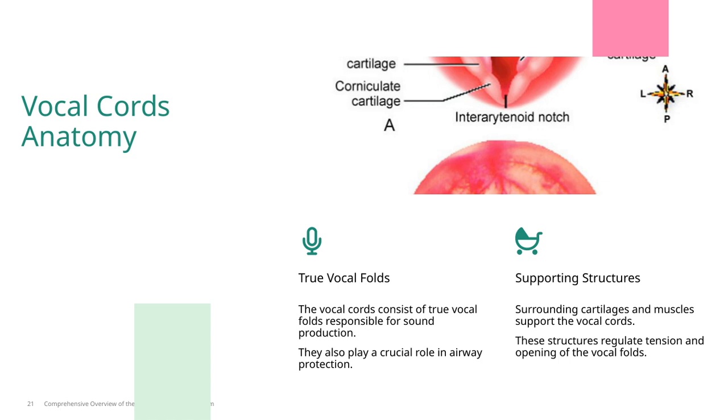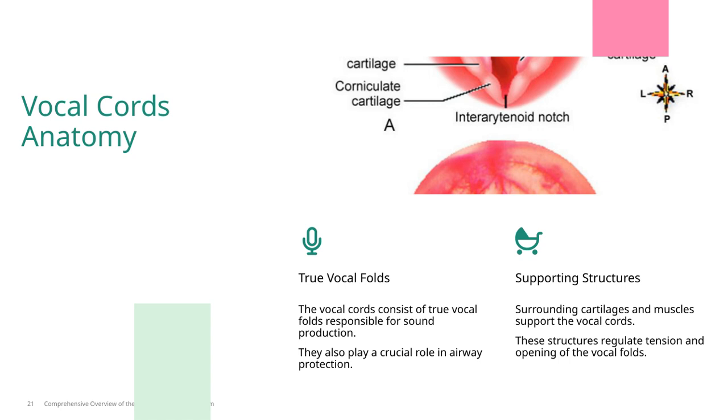Moving on to the true vocal folds, these are what we usually think of as the vocal cords. They're responsible for generating sound when air passes through them, causing vibrations. But their role goes beyond just voice. They are also crucial for protecting our airway. When swallowing, for example, they close tightly to prevent food or liquids from entering the trachea and lungs.